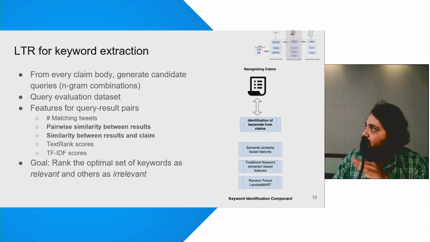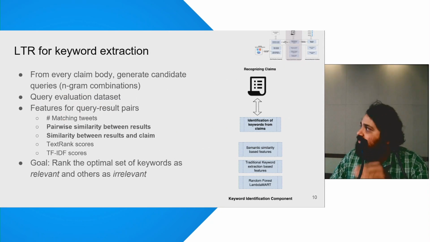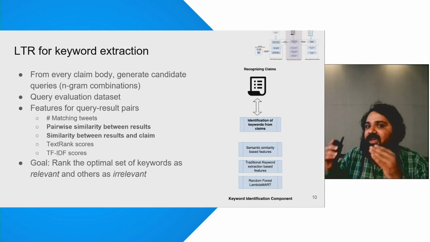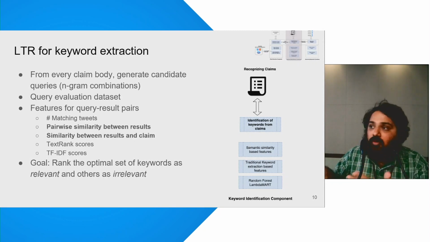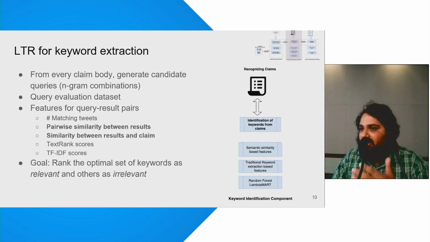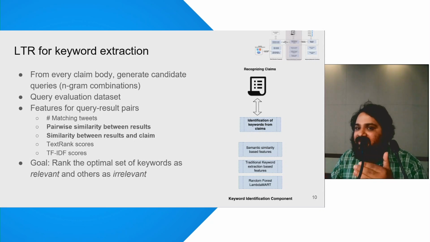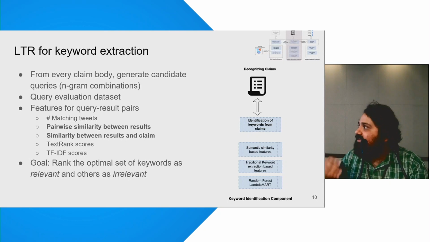And this is the problem formulation for the learning to rank task. We have these claims extracted from the claim extractor component, and every possible n-gram that comes from the body is a candidate for being the optimal query, but we don't know which of these is actually the best query to describe a claim. For that, we query the bigger set of tweets to extract features such as the number of matching tweets, the semantic similarity between the tweets that are returned by a query, and the semantic similarity between the claim and the result set.